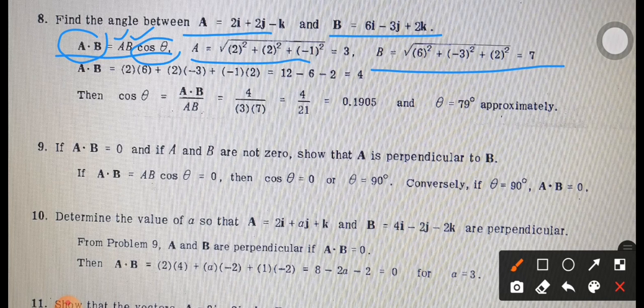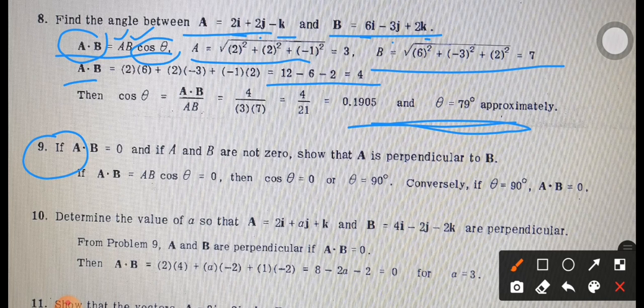Before inserting the values, we will calculate the dot product A dot B, that is, we multiply the corresponding components. So 2 into 6 plus 2 into minus 3 plus minus 1 into 2, so here is the answer, which is 4. So A dot B will be equal to 4. |A||B| is 3 into 7, so here is the corresponding angle theta. We already discussed question number 9: whenever A dot B is equal to 0 and A and B are non-zero vectors, then they must be perpendicular to each other.